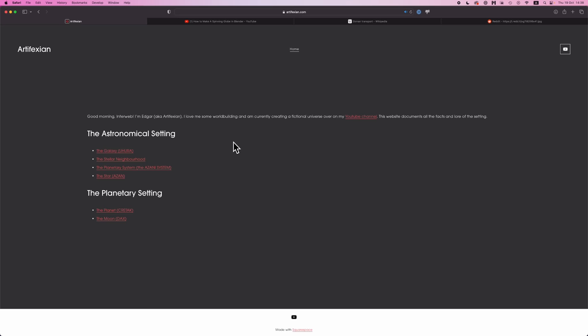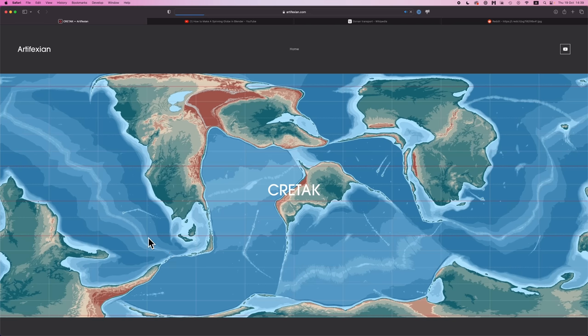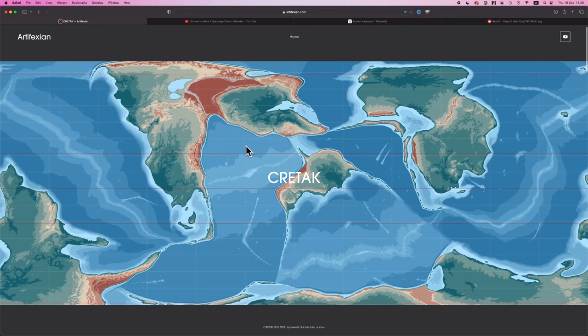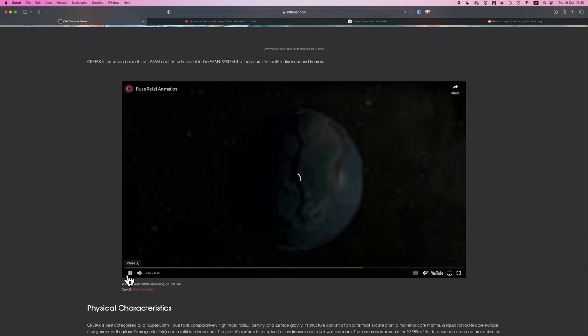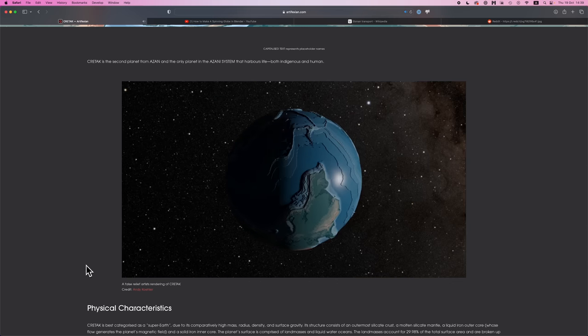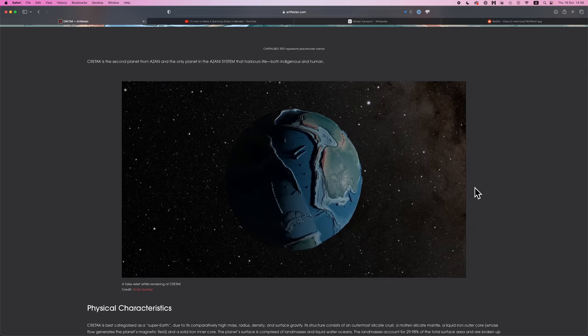Point number two, I have updated my website, artifexine.com, links in the description. If you pop down to the planet page here, you'll see we have a new map. I really have to change this. This doesn't look the best, but it is what it is for now. More importantly, we have this globe. How cool is that? That's so dope.